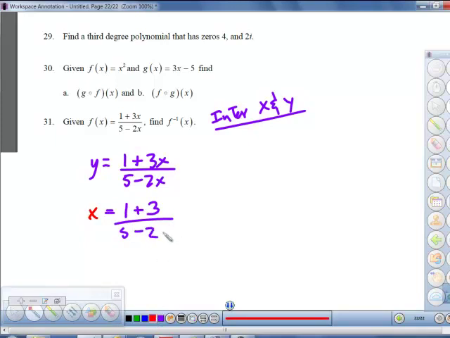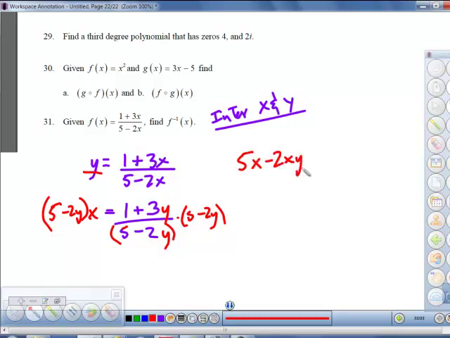Now the tricky part about this one is that we have two y variables. Okay, we need to somehow make it a single y variable like this. So first what I would do is get it out of the denominator by multiplying both sides by 5 minus 2y. Okay, so let me try to clean this up. So if I distribute the x, that's going to be 5x minus 2xy equals, over on this side I just have 1 plus 3y. Okay?